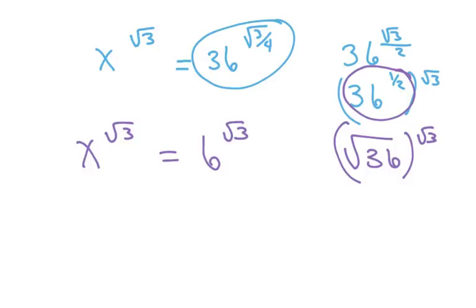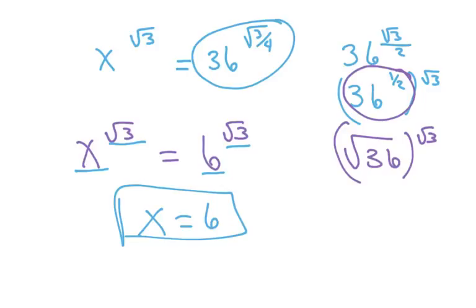I want the left side to look like the right. My exponents already look the same. So basically x must be 6. We just want the sides to look the same. So a little confusing in this regard, in this area.